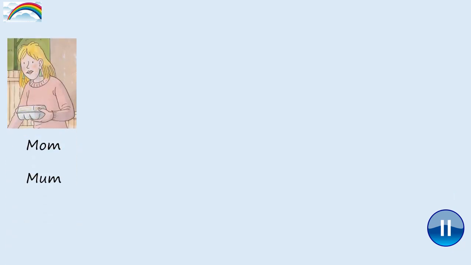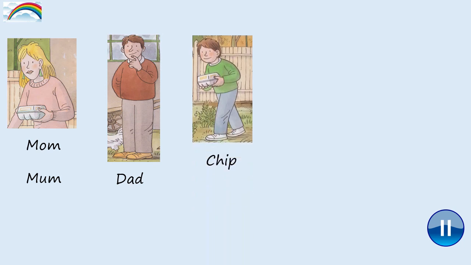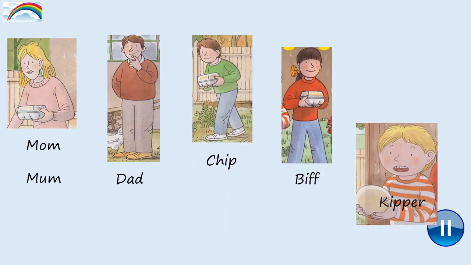Let's go through the answers. So we've got Mum. Now we can write that as Mum with an O or with a U. In our reading books it tends to be with a U, but we still say Mum. Then we've got Dad and Chip and Biff and Kipper.